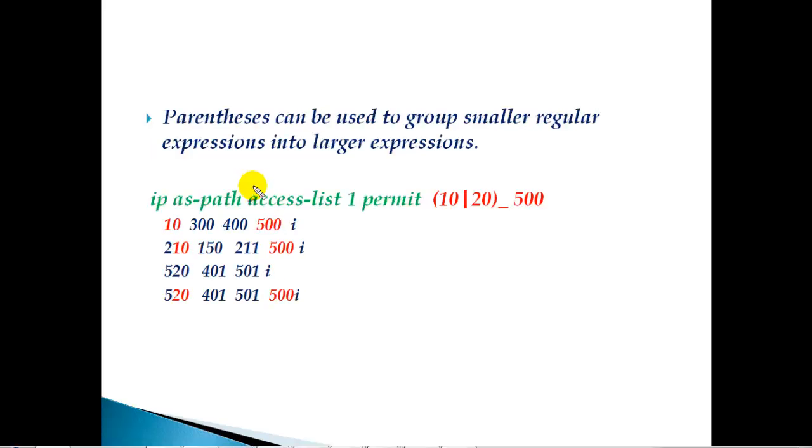The next thing, we can use another special character here, the parentheses, which can be used to group small regular expressions into a larger regular expression. Let's take an example. You have a requirement where you want to match all the prefixes which are moving through 500, and also include 10 or 20. If you use this operator, which is like an OR operator, it can be either 10 or 20, and also includes 500. So it's going to match all the prefixes which include 500 along with 10 or along with 20.